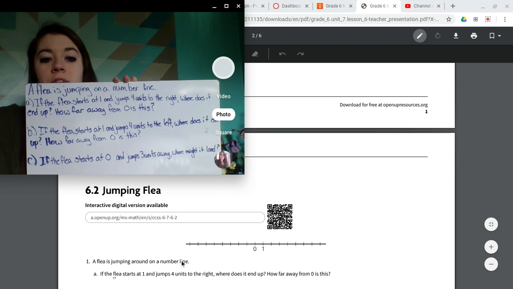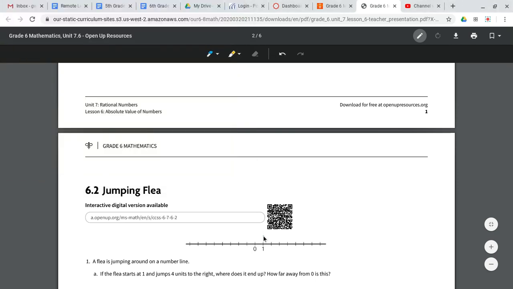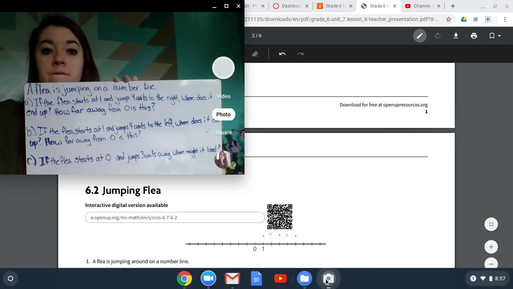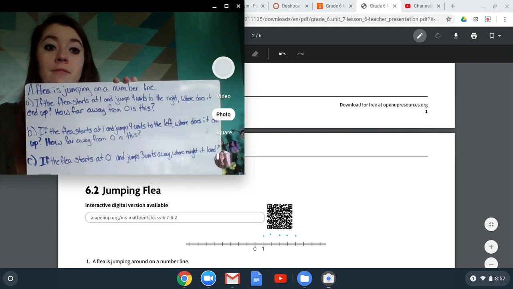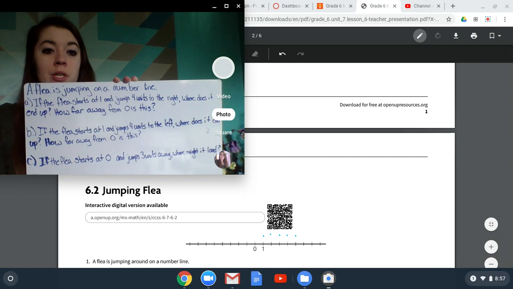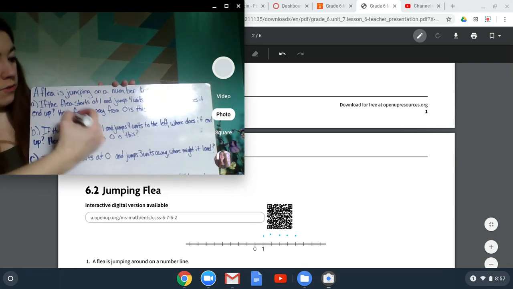The first one says, if the flea starts at 1 and jumps 4 units to the right, where does it end up? Well, if we start at 1 and then go 1, 2, 3, 4, we're going to end up at 5. So for our first answer, it's 5. With the number line, it's basically just counting it out, seeing where we go, and going the appropriate direction.